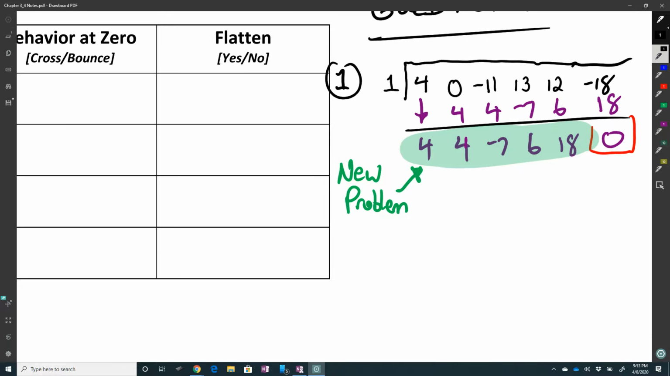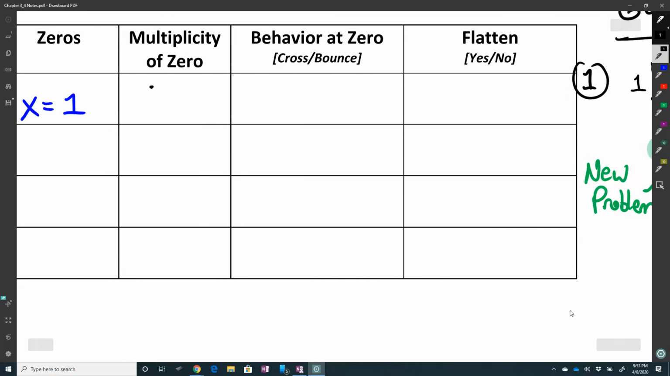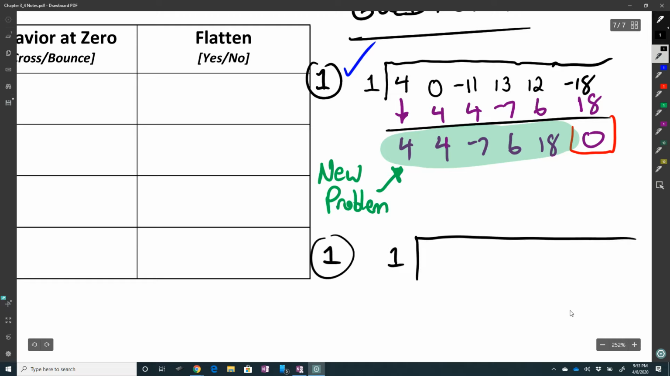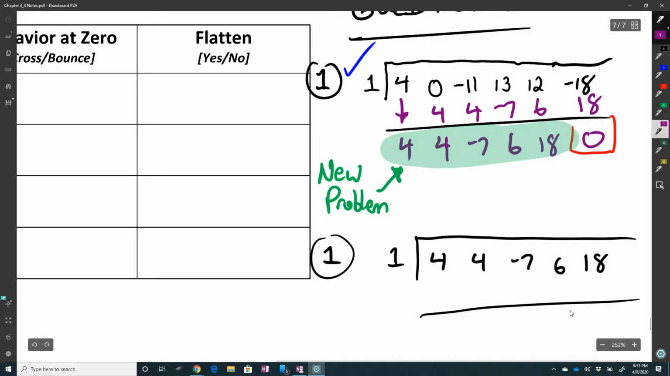So the multiplicity of 1 could be higher, meaning it could happen more than once. So because of that, we're going to try 1 again, but this time with the new answer. This one was a yes, because it worked. So we try 1 again. And now my new problem is 4, 4, negative 7, 6, 18. And when we work it out, 4 times 1 is 4, 4 plus 4 is 8, 8, 1, 1, 7, 7. 18 plus 7 is 25.